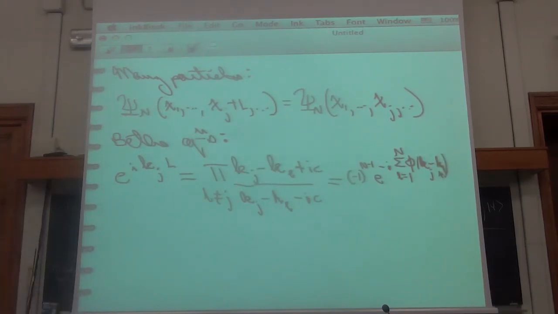Okay? So the same thing, we have now n particles, we take one of the particles all the way around, we scatter against n minus 1 other particles, therefore we pick up this minus 1 to the n minus 1, e to the minus I, phi of all these other particles' momentum. Okay, so we have this.